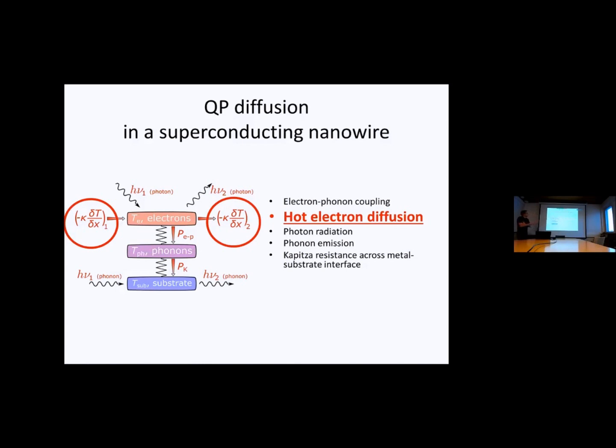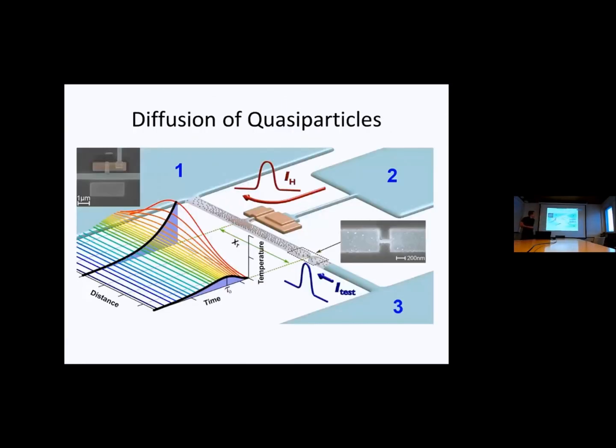So now let's focus on another process. I described relaxation due to this process mainly, but now let's design an experiment in which we could test this relaxation channel. So this is hot electron diffusion. We consider the following example. We have here a copper heater, and we energize this heater by sending a heating pulse, which is, say, 5 nanoseconds long. This is grounded.